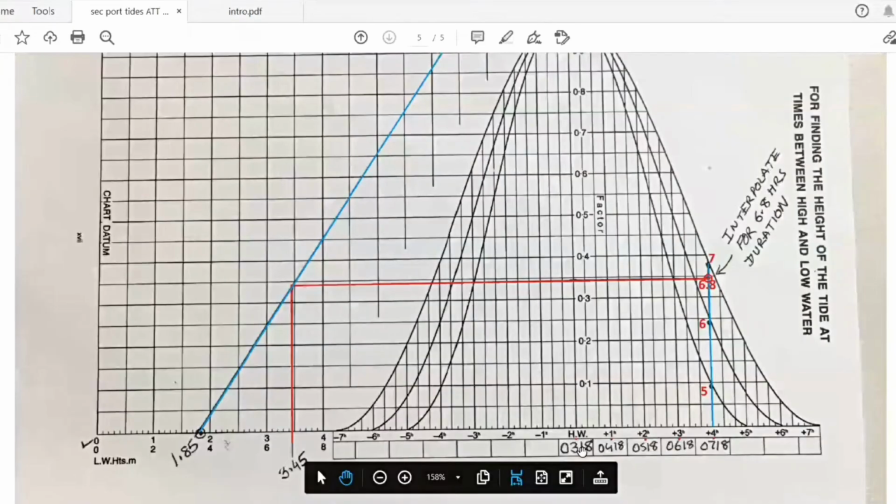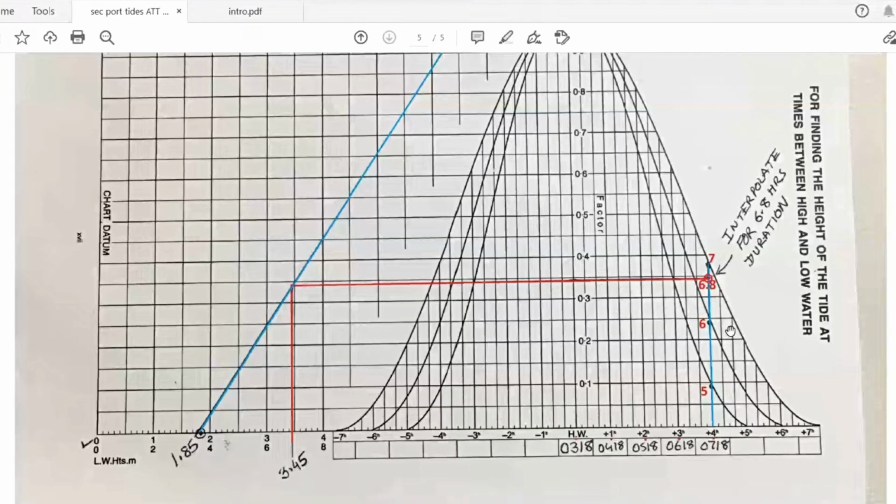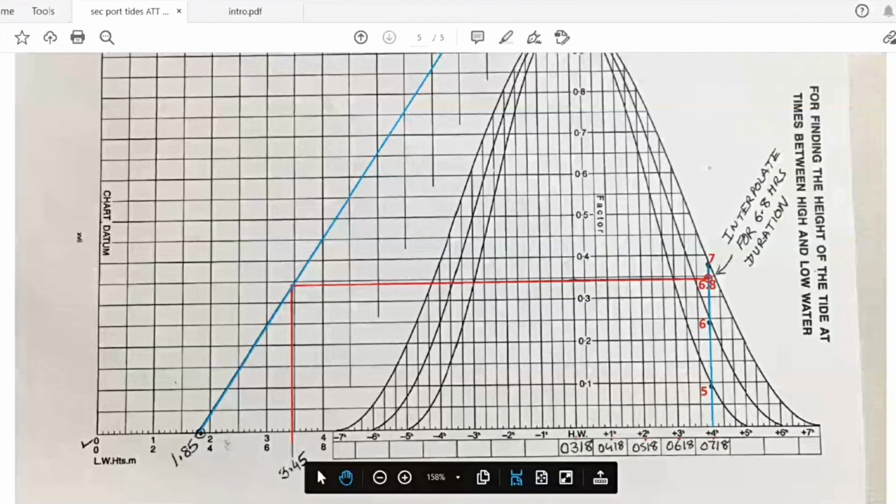Next, write down the time of high water in the box below the middle of the curve. And why will you go to the right? Because from high water we have to go to low water. That means falling tide. So the right side of the curve is always falling tide, and the left side of the curve is always rising tide. We have first high water at 318, then low water at 1006, so we are on the right side of the curve.